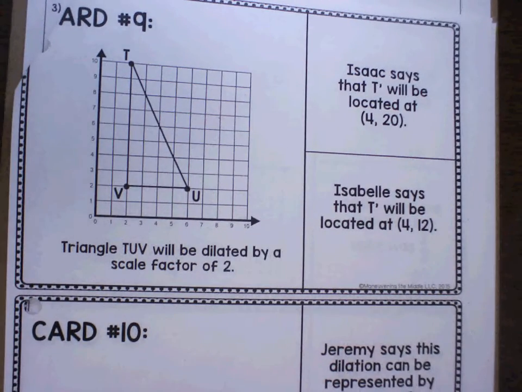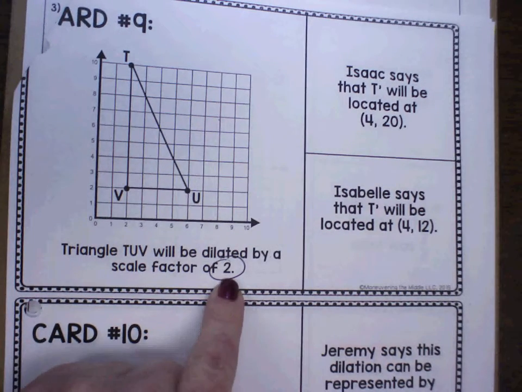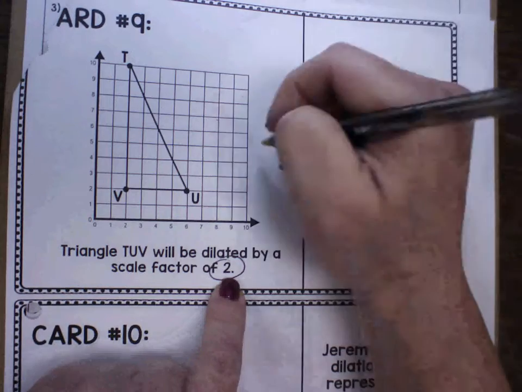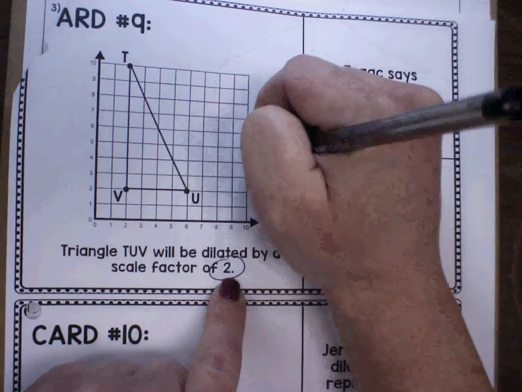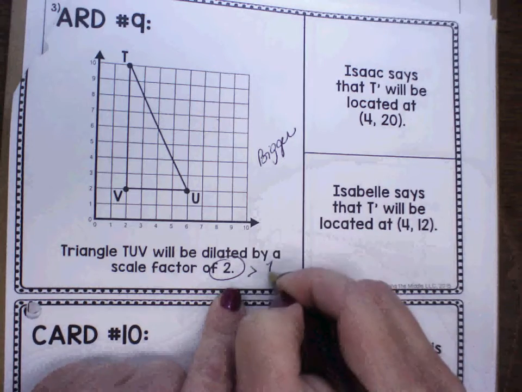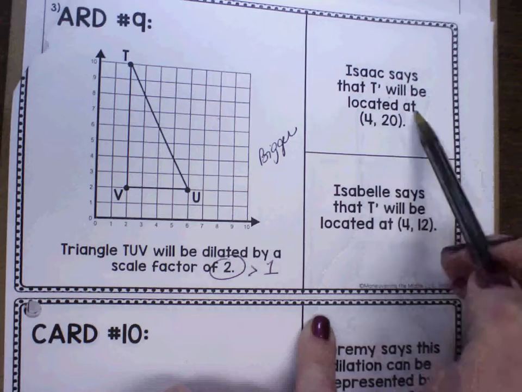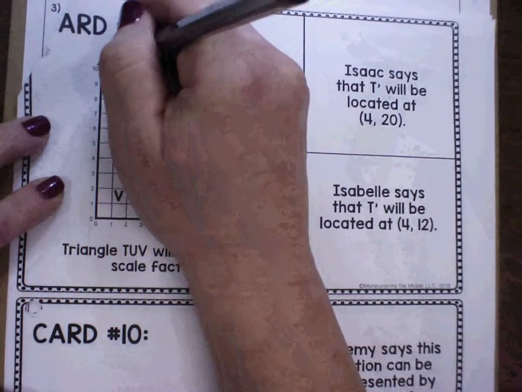All right, triangle TUV will be dilated by a scale factor of 2. So is it going to be bigger or smaller? Bigger. How do you know that it's going to be bigger? Because 2 is bigger than 1. Very good. Isaac says that T will be located at 4, 20.